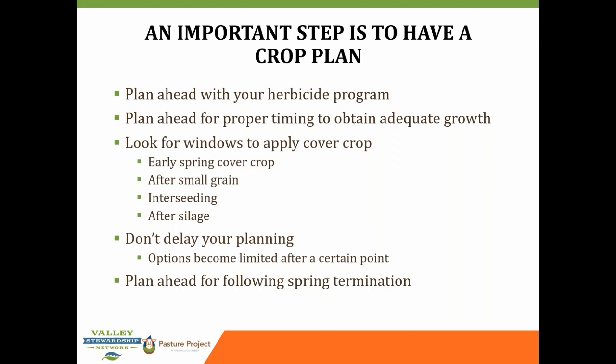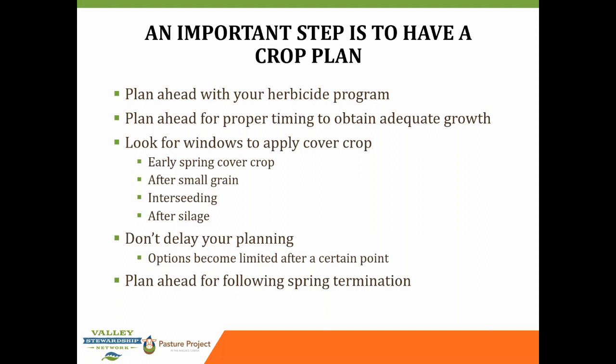Another thing is to plan ahead, looking out to the future, what your goals are for your cover crop, whether that be if it's going to be for forage, we're going to need adequate growth in order to get the best growth from your cover crop. And then look at your overall farm and look at windows of opportunity to apply cover crops. I will go through some of the windows here in a minute, but early spring is an opportunity for a cover crop after small grains. There's been a lot of talk about interseeding cover crops in both narrow and wide rows, and then after high moisture corn or corn silage.